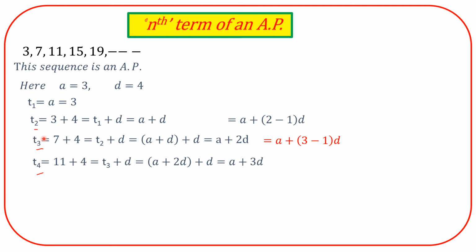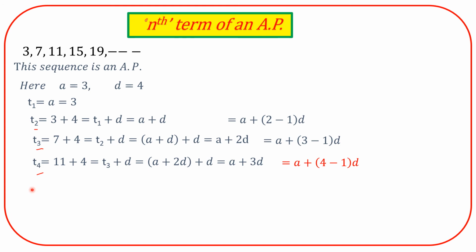3 is the third term. 3 minus 1, that is 2. 2 into D, 2D. This A plus 2D we convert in this way: A plus in bracket 3 minus 1 bracket complete into D. Fourth term A plus 3D is equal to A plus in bracket 4 minus 1 bracket complete into D.